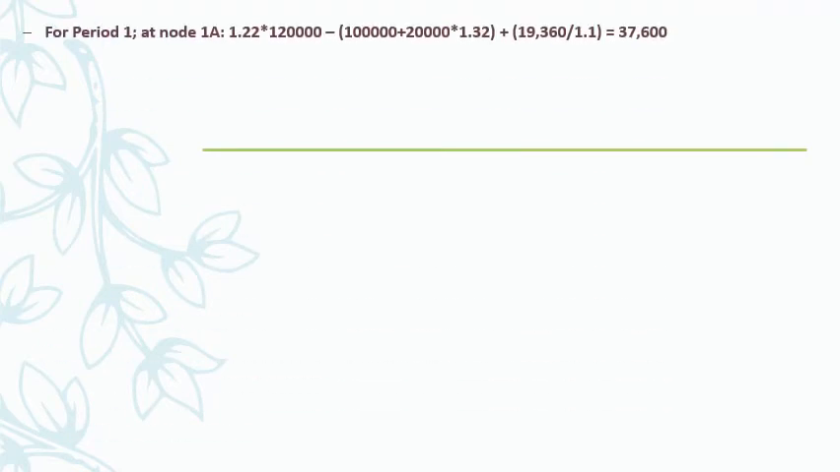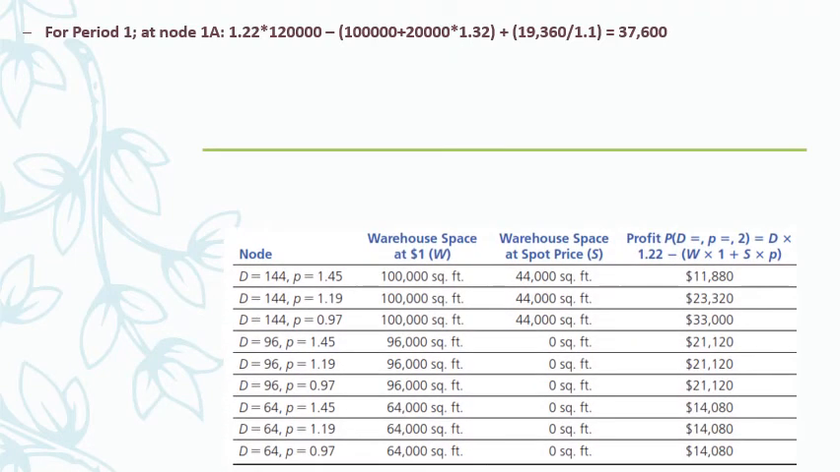Let us continue our calculation at period 1 now. So at node 1A, the procedure remains the same. The node's profit plus any expected future profit. These two things you have to add. How do we calculate the node's profit? Revenue minus cost. That is how we calculate the present node's profit. What is the revenue? Revenue is 1.22, that is the selling price, multiplied by the total demand. What is the demand at node 1A? 120,000 units. That is the revenue, minus cost.